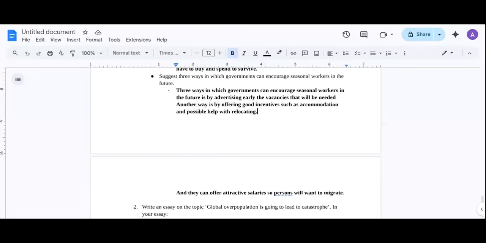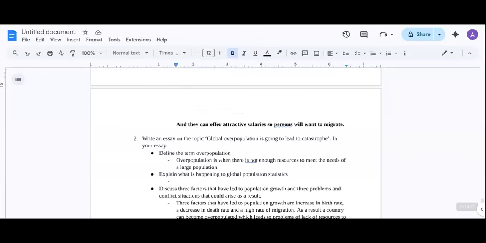Write an essay on the topic: Global overpopulation is going to lead to catastrophe. In your essay, define the term overpopulation. Overpopulation is when there is not enough resources to meet the needs of a large population. Explain what is happening to global population statistics.